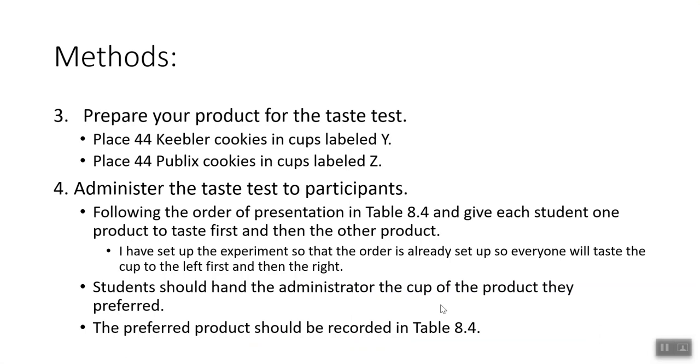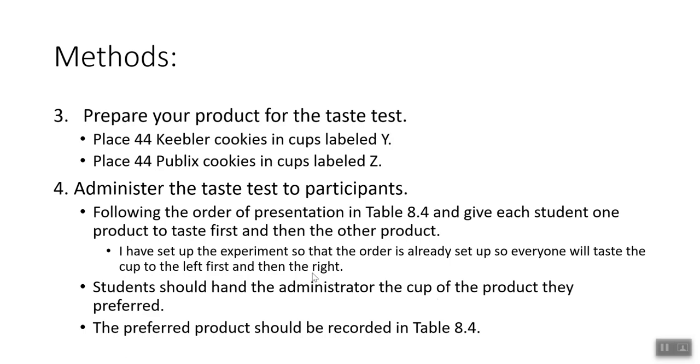And the last step is to actually administer the taste test to participants. We will do this following the order of presentation in table 8.4 and give each student one product to taste first and then the other product. I have set up the experiment so that the order is already set up. So everyone will taste the cup to the left first and then the right cup. Students should hand the administrator the cup of the product they preferred. The product preferred should be recorded in table 8.4.